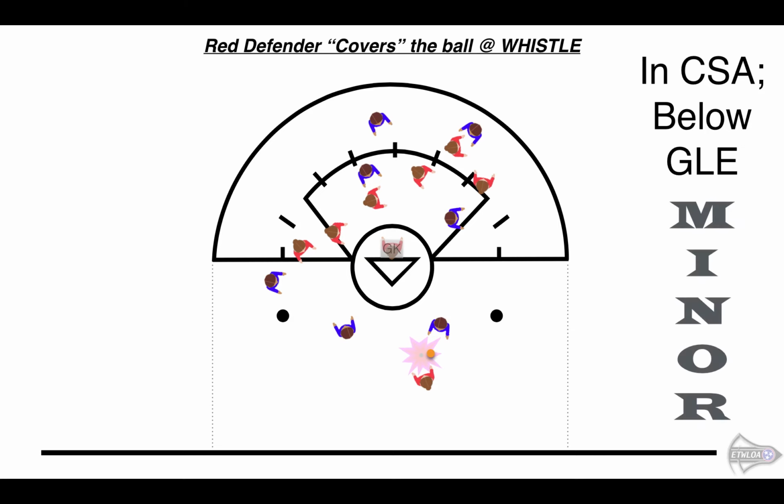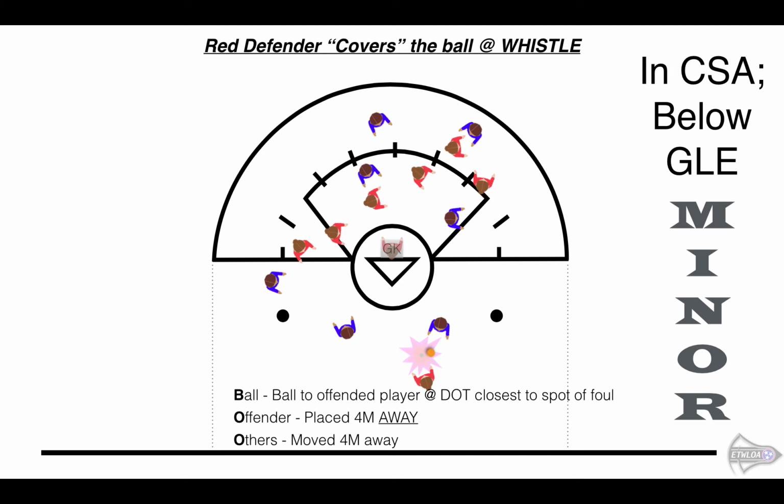This is a minor foul, so we'll administer this by giving the ball to the offended player and placing them at the dot closest to the spot of the foul. The offender will be placed 4 meters away, maintaining the same relative position that was in effect at the time of the foul. Others, as required, will be moved 4 meters away from the free position prior to restart by the lead official. This is the free position setup.